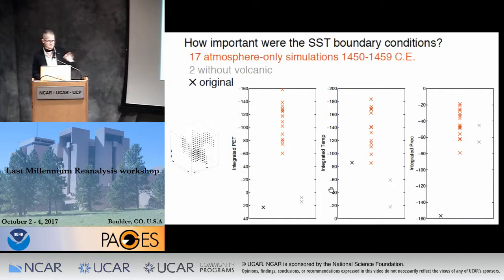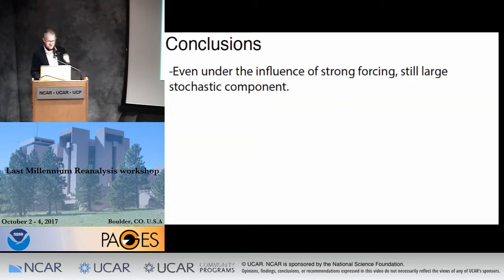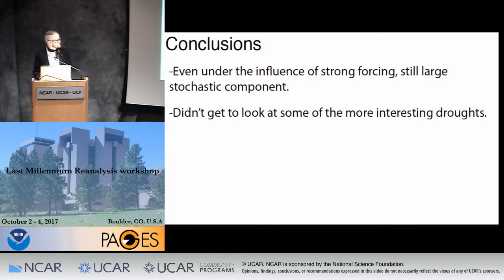Part of that's just land surface coupling. And land surface coupling could play a role in how dry it is here as well. So there are some feedbacks here, but the PET anomaly is way outside the range of what we get in these other runs. So, some quick conclusions. Even under the influence of strong forcing like these big volcanoes, there's still a huge stochastic component to these very severe droughts. However, I didn't get to look at some of the more interesting droughts.